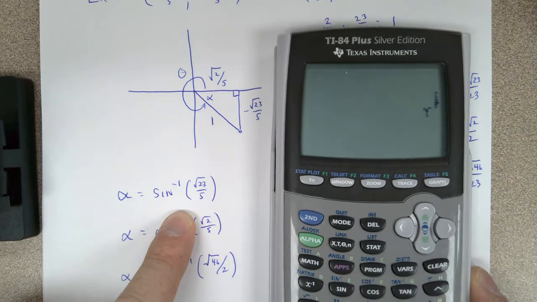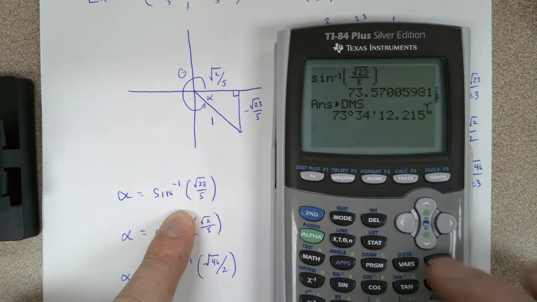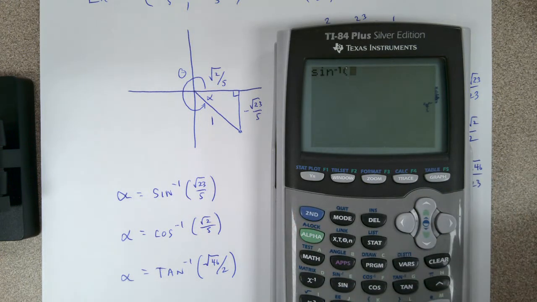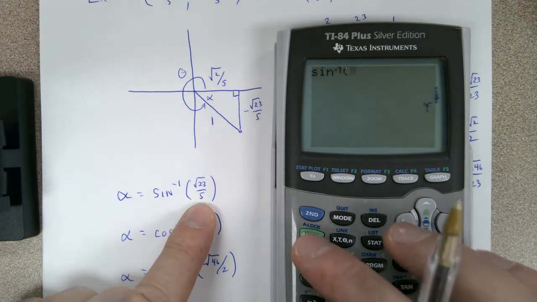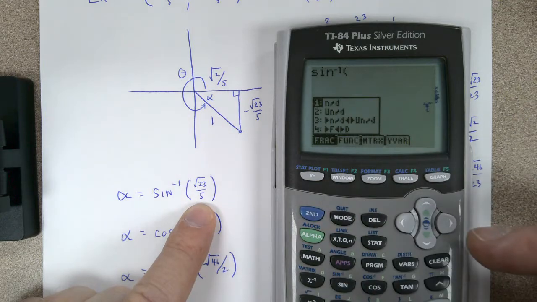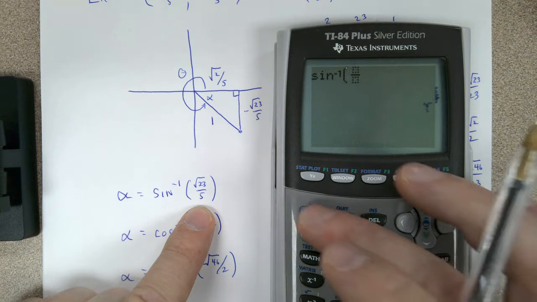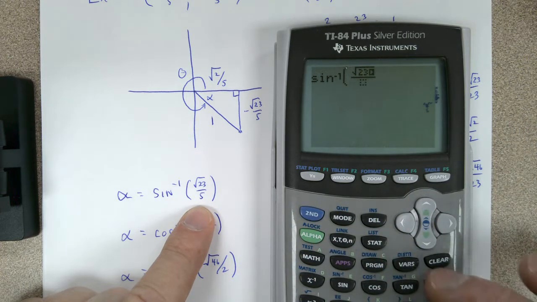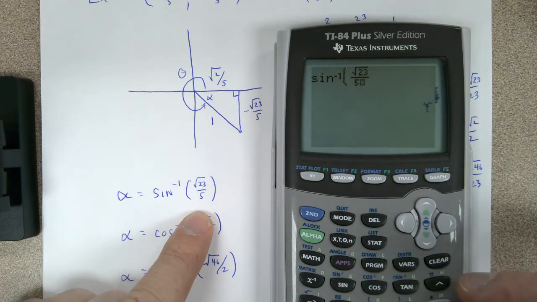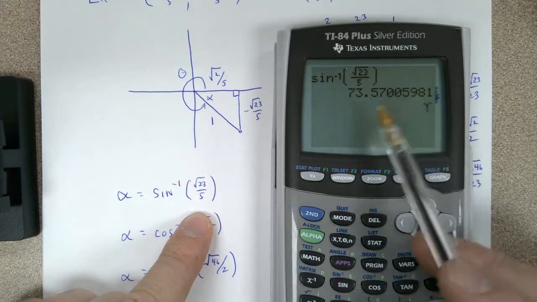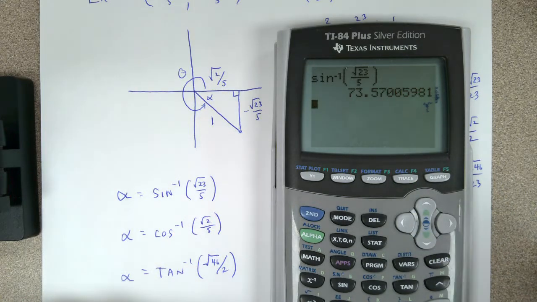So I'm using my calculator. What I'm going to do is the second function, sine. I want a fraction in there, so I'm going to hit alpha and F1, hit 1 so I can get the fraction key. I'm going to do the square root of 23 on the top, 5 on the bottom, and I'm going to put that in parentheses. Then I'm going to hit enter. Now that's going to give it to me in decimal form. We're going to round this to the nearest minute.